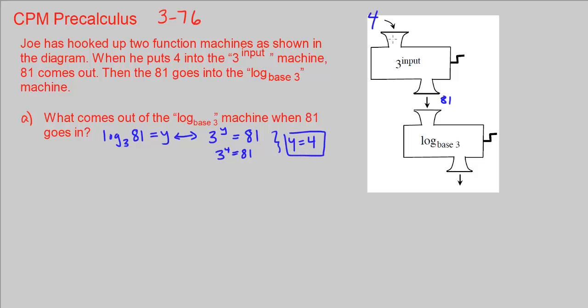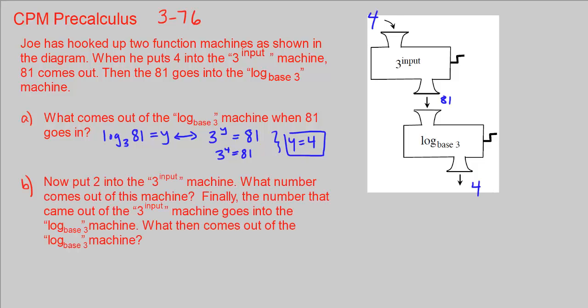So what comes out? 4 goes in. We take 3 to the power of 4. We get 81. 81 goes in. We have log base 3 of 81. And 4 comes out. Alright? Let's go on to part B.